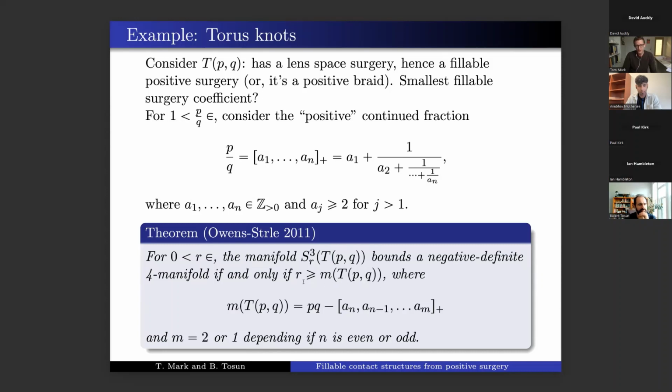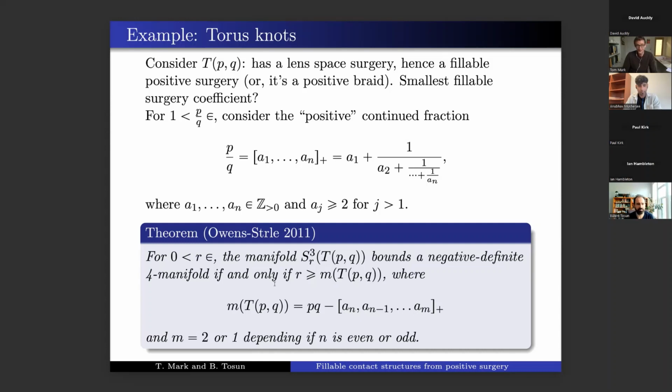It happens exactly when your surgery coefficient is at least this number, M, and that number is PQ minus this continued fraction. So this continued fraction is basically the one you started with backwards, except that you might stop at 2. Instead of going from n down to 1, you might go from n down to 2. If you have an even number of terms in this expansion, you go from n down to 2. If you have an odd number, you go from n down to 1.